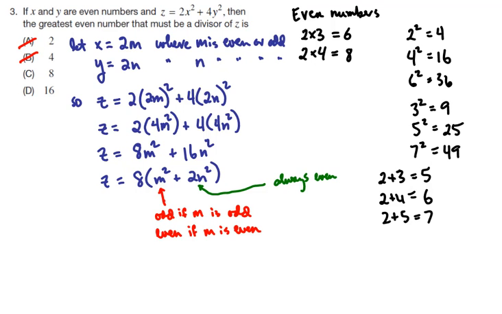And so if m squared is odd, then m squared plus 2n squared will be odd. If m squared is even, then m squared plus 2n squared will be even. And we don't know for sure, since it might turn out to be an odd number. That odd number may not have another factor of 2 in it. Whereas if it was an even number, it would have another factor of 2, and we could bring that out also. But based on what we know, 8 is going to be the greatest even number that is a divisor of z.